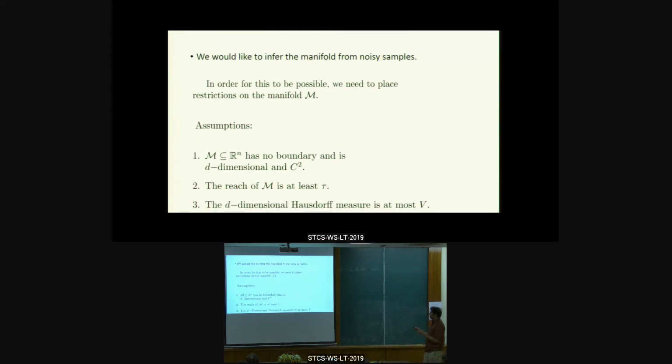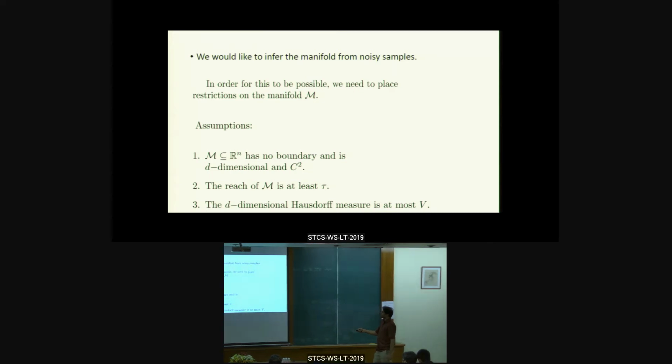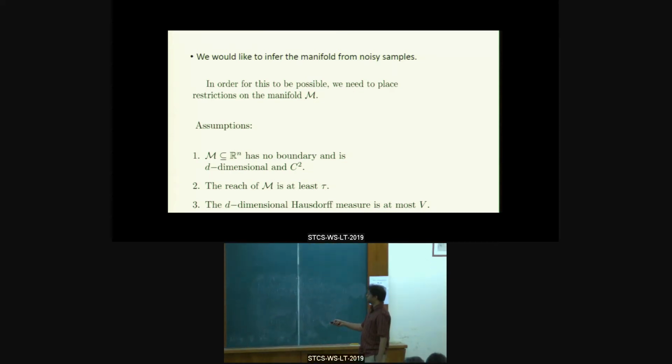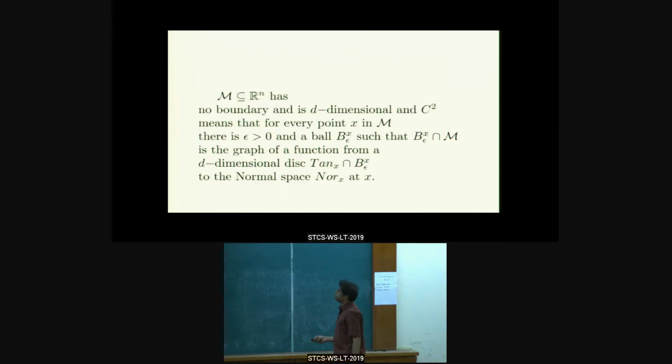We need to place some restrictions on the manifolds we're looking at, otherwise this is not a feasible task. The restrictions we'll apply are that they have no boundary, they are d-dimensional, and twice differentiable. I'll explain this in the next slide. Then the reach of these manifolds is at least tau, and the d-dimensional Hausdorff measure, which is basically the d-dimensional volume, is at most V. So what does this mean?